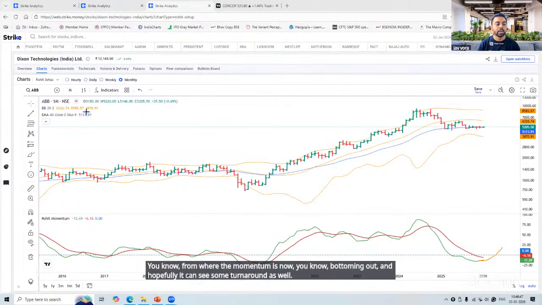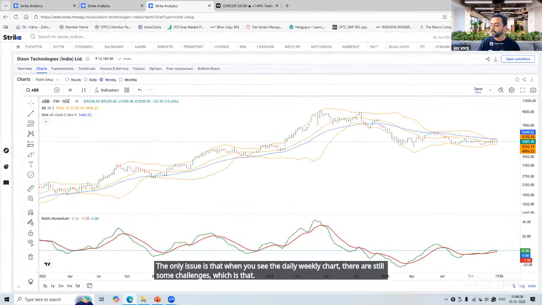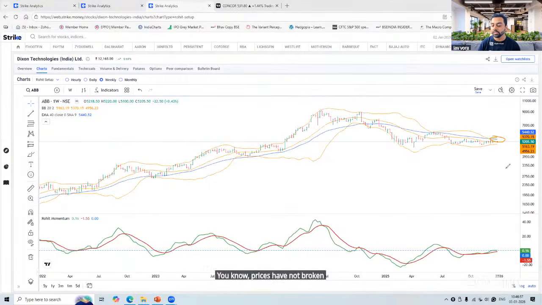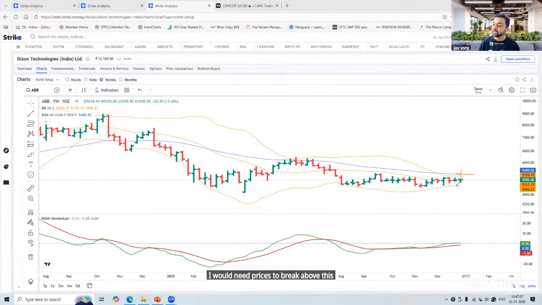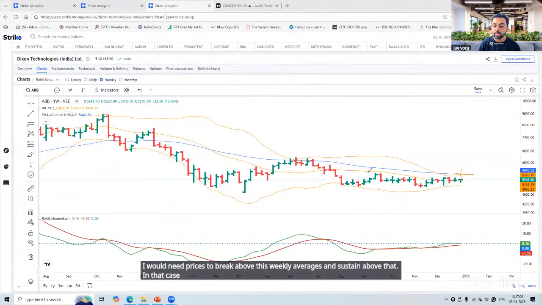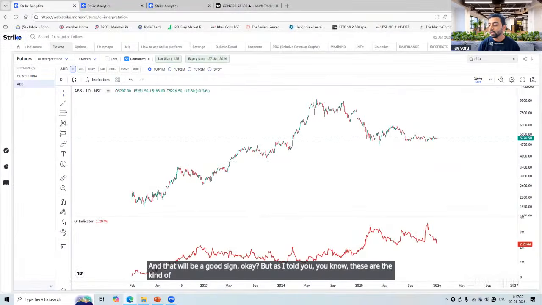The only issue is that on the daily and weekly chart, there are still some challenges, which is that prices have not broken above the averages. So to be more confident on the reversal, I would need prices to break above the weekly averages and sustain above that. In that case, it will break this consolidation zone on the upside, and that will be a good sign. But as I told you, these are the kind of patterns that happen around the bottom, where it tests your patience.